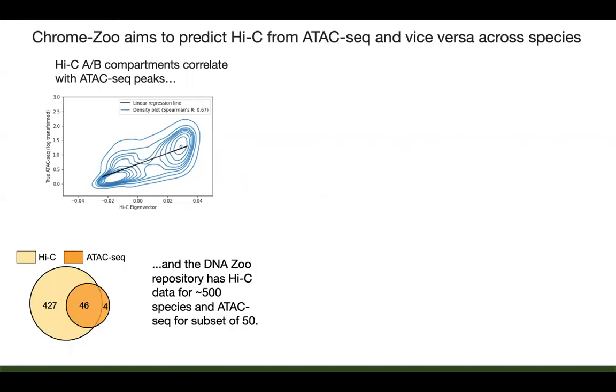In parallel, the DNA zoo repository has Hi-C data for over 500 species and ATAC-seq for 50 of them. Both these facts make a model that can translate between Hi-C and ATAC-seq across species desirable.